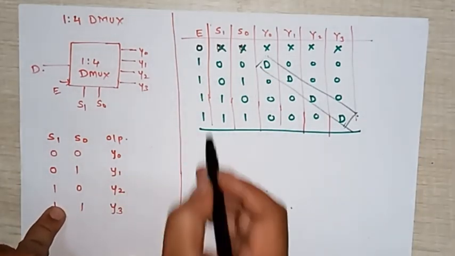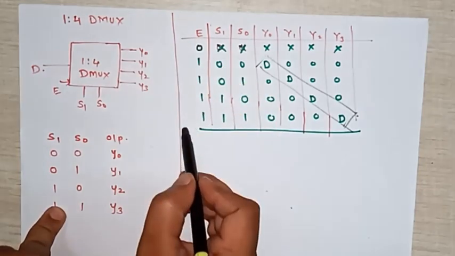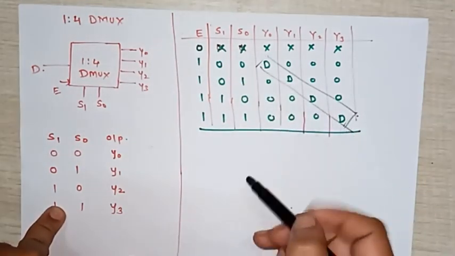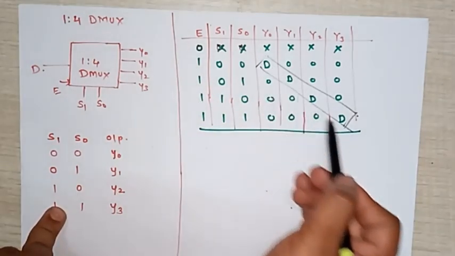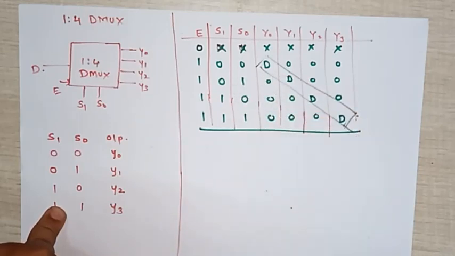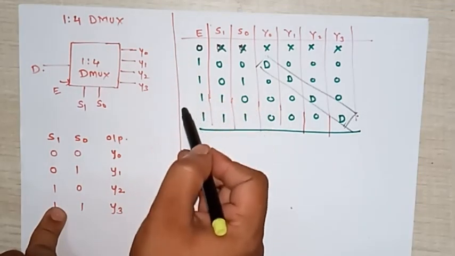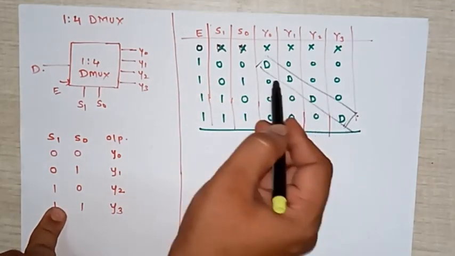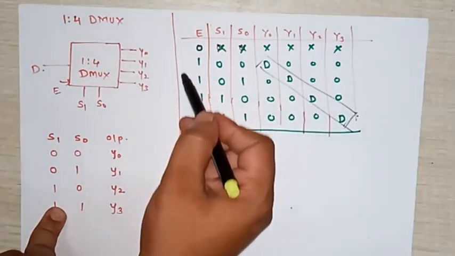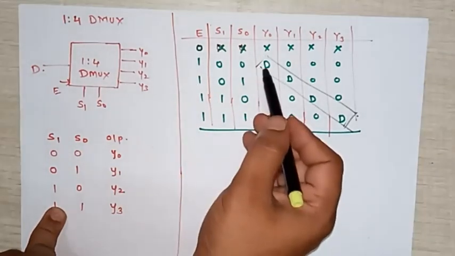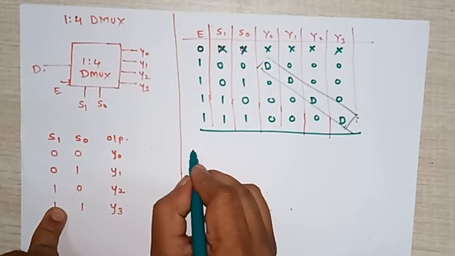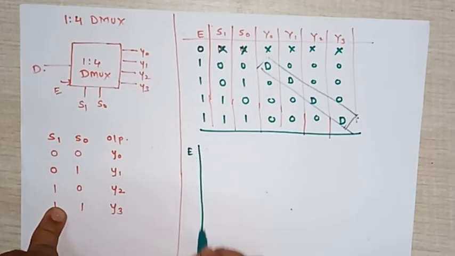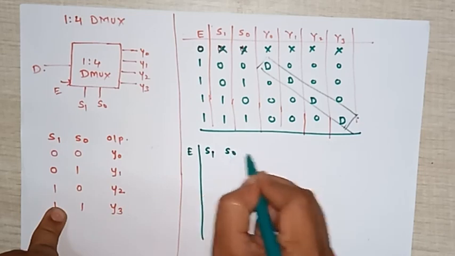If you are taking the value of D here, whatever the value of D, that will be directly reflected here, either 0 or 1. So instead of these 4 conditions, you are getting a total of 8 conditions, because we are not taking the value of D, so that's why we can directly write D here. If you take the value of D also in the truth table, you get two values.